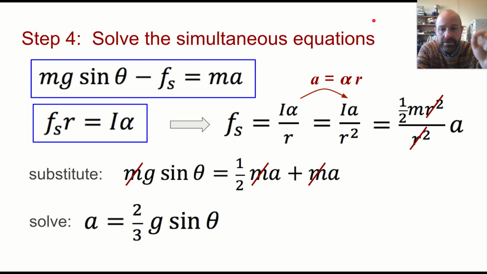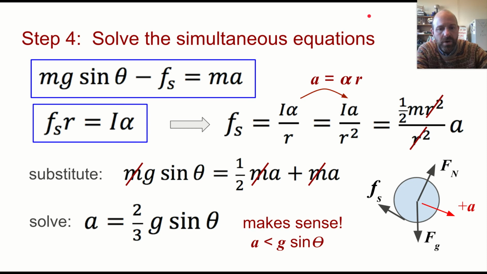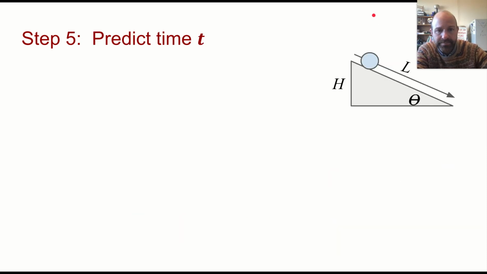So the big deal here, and hopefully conceptually makes sense, is because friction is up the ramp and the purpose of that static friction is to cause rotation, what we've done is we've actually slowed down the translational acceleration, because some of that work, some of that energy goes into rotating instead of translating. And so hopefully that makes sense, right? A should be less than g sine theta.